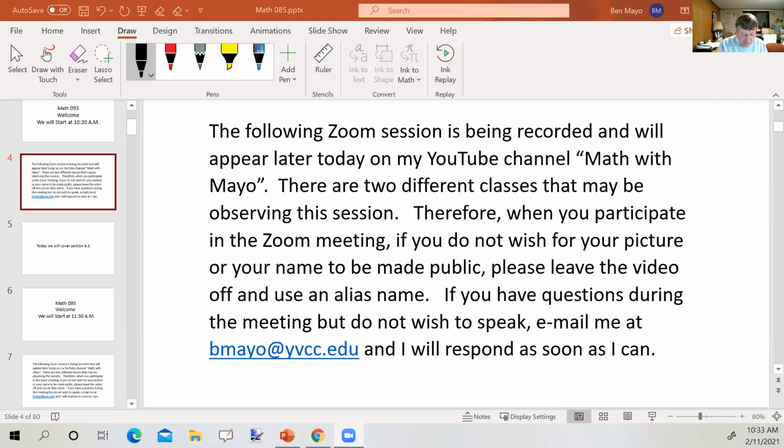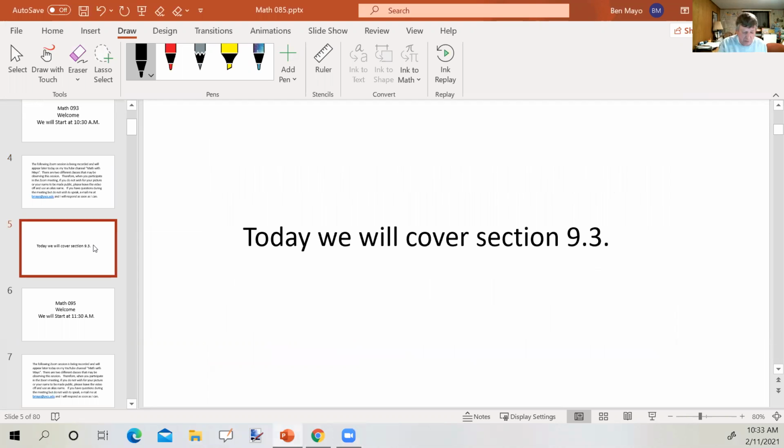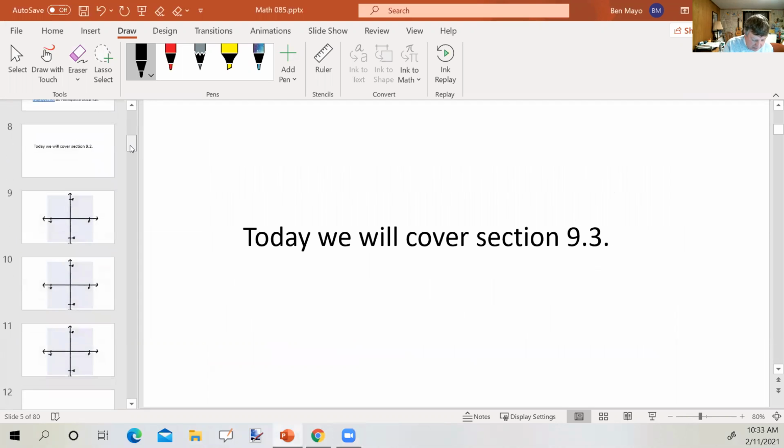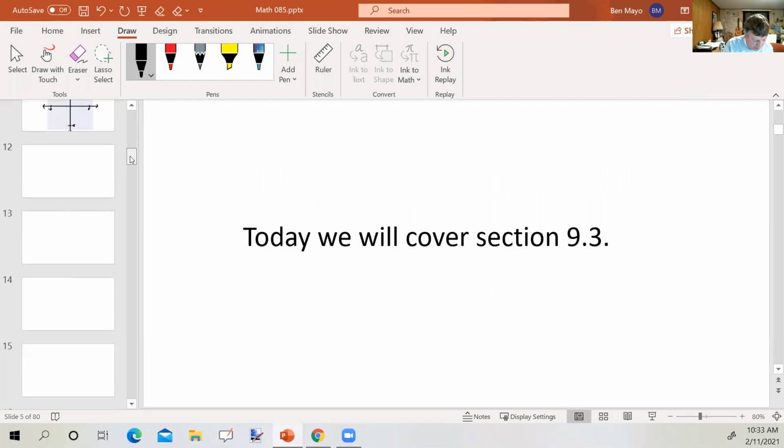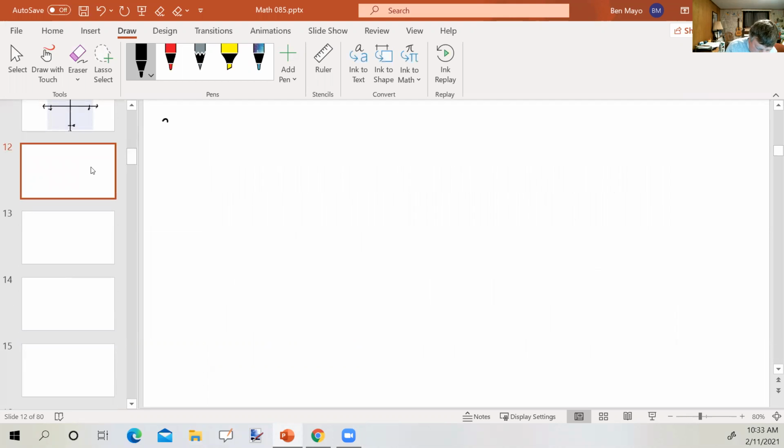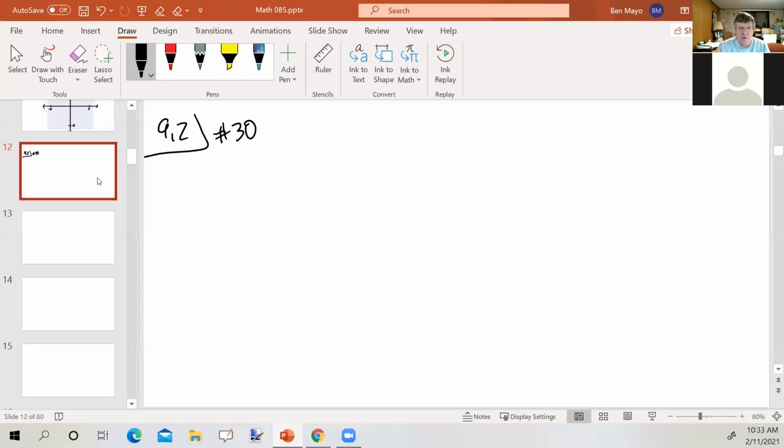All right, today, eventually, we're going to go on to section 9.3, but first I have at least a couple of questions from 9.2. So we're going to look at those. First of all, this is number 30. It says, use rational exponents to simplify the radical. All variables represent positive real numbers.